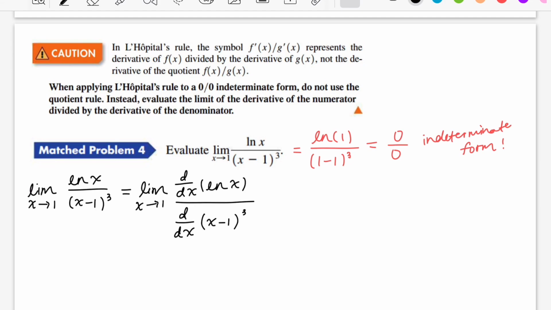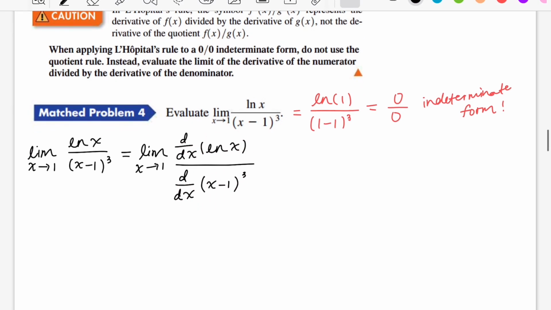As x approaches 1. Note we're not taking the derivative of this quotient, we're taking the derivative of each of these separately, then evaluating the limit. So we know the derivative of ln x is 1 over x. And to find the derivative of this one, we're going to be using the chain rule.